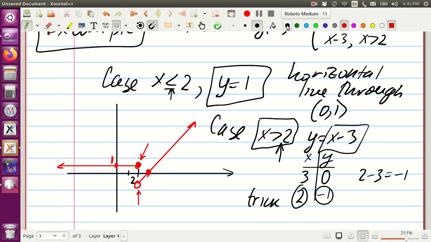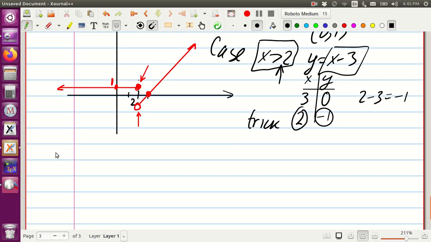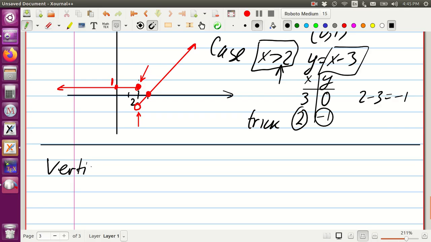One last thing to finish this lecture would be, can we visually understand whether it's a proper function or not? And the proper way to understand this is to use the vertical line test.